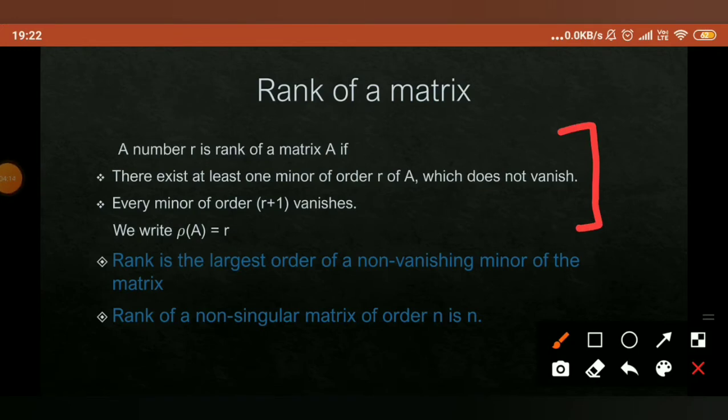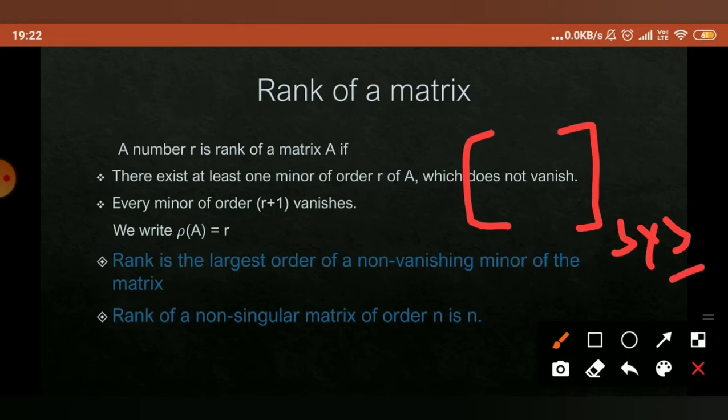That means for a given matrix, you have to find the determinant, right? Starting from the highest, let the matrix be of order 3 cross 3, you will find the determinant of this, and that will be known as the minor of order 3. If that is not 0, then the rank is the order of that minor, that is 3. The rank will be 3.